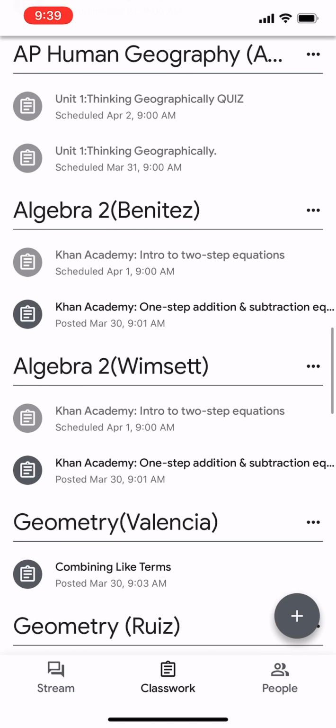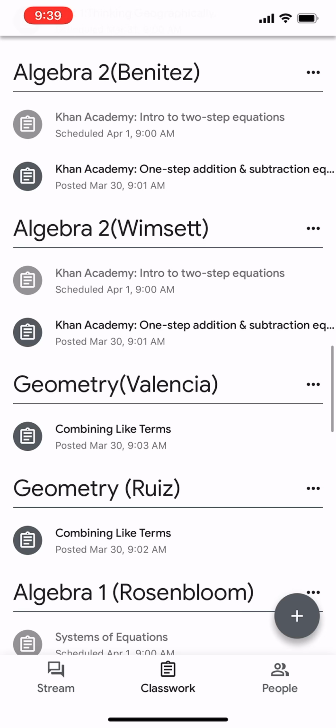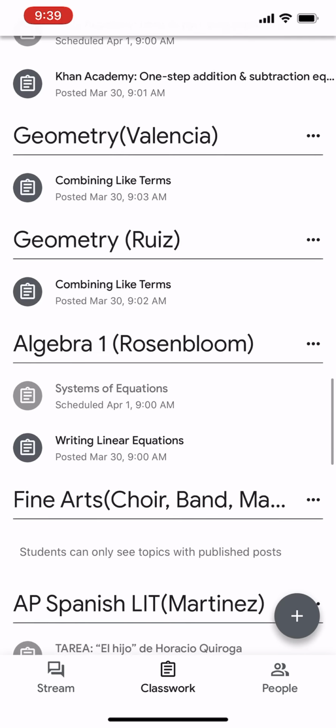Now, math. In math, we have five teachers, actually. We have Mr. Benitez, Ms. Wimsett, Valencia, Ruiz, and Rosenblum. If you're in Algebra 2, make sure that you're looking only at Ms. Wimsett and me. Now, if you're in my class, you are looking under my tab that has Benitez. If you're Ms. Wimsett's, you're looking at the tab under Ms. Wimsett.